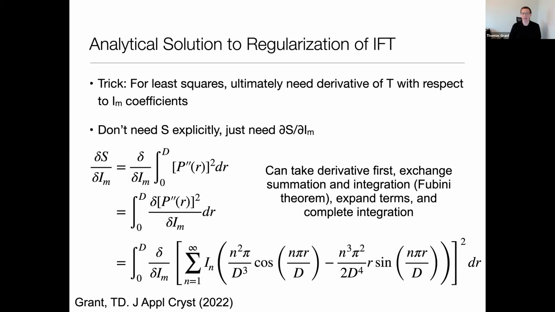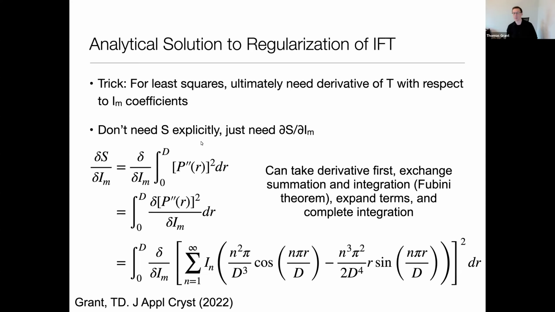So the trick that I realized was that we don't actually need to solve T directly. What we need is to minimize T, right? Because we just want to use T, this scoring function, to figure out what the optimal coefficients are, these INs. And if we only need to minimize T, ultimately that means we just need to take the derivative of T with respect to the coefficients.